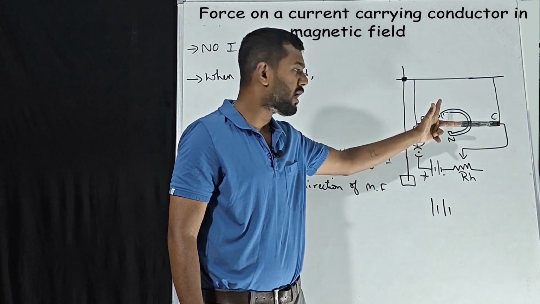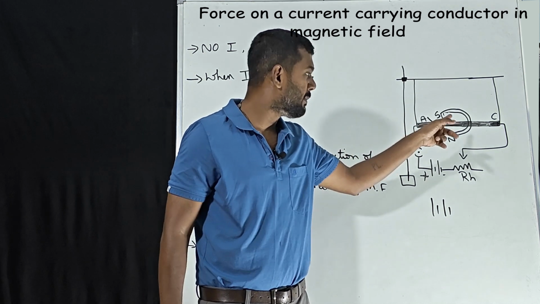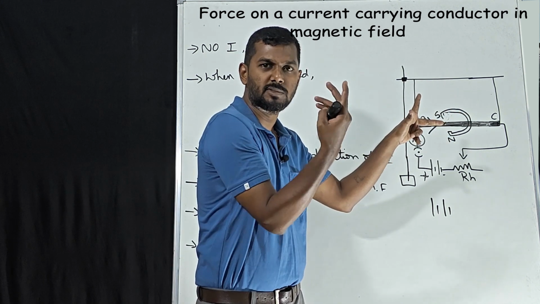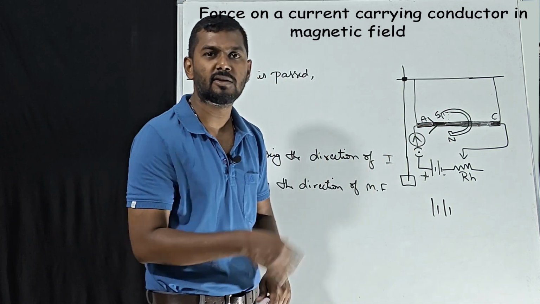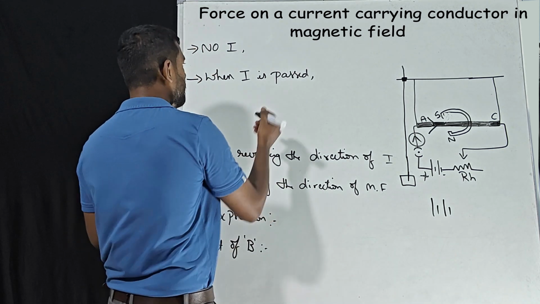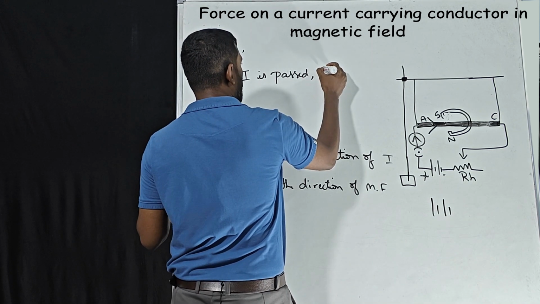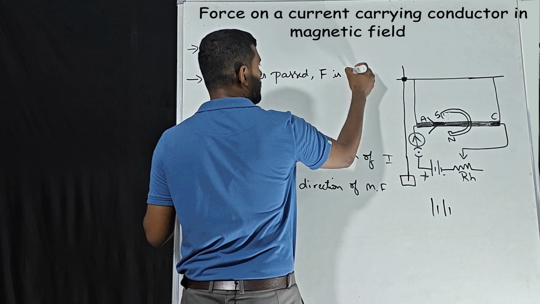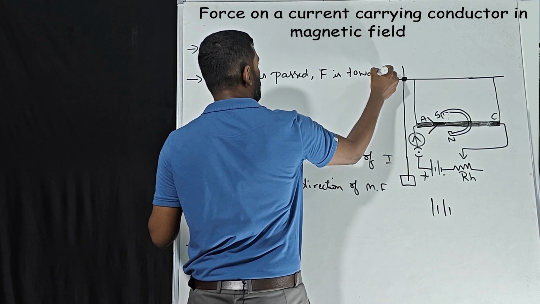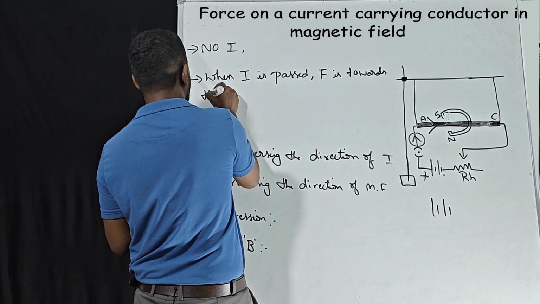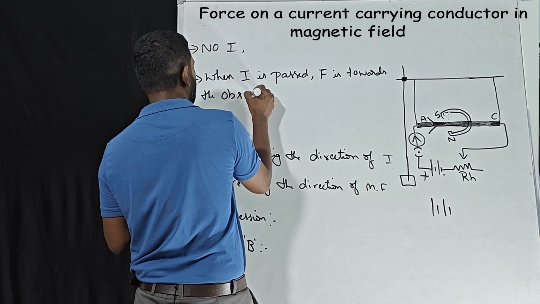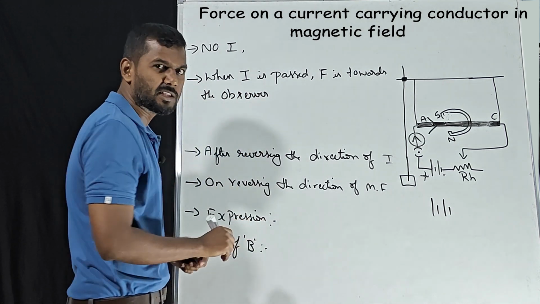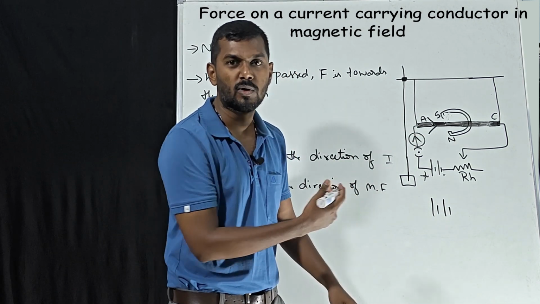So now according to the diagram, the force is towards the observer. So this metallic conductor will move towards the observer. So force is towards the observer. That is nothing but the metallic conductor will move towards the observer.